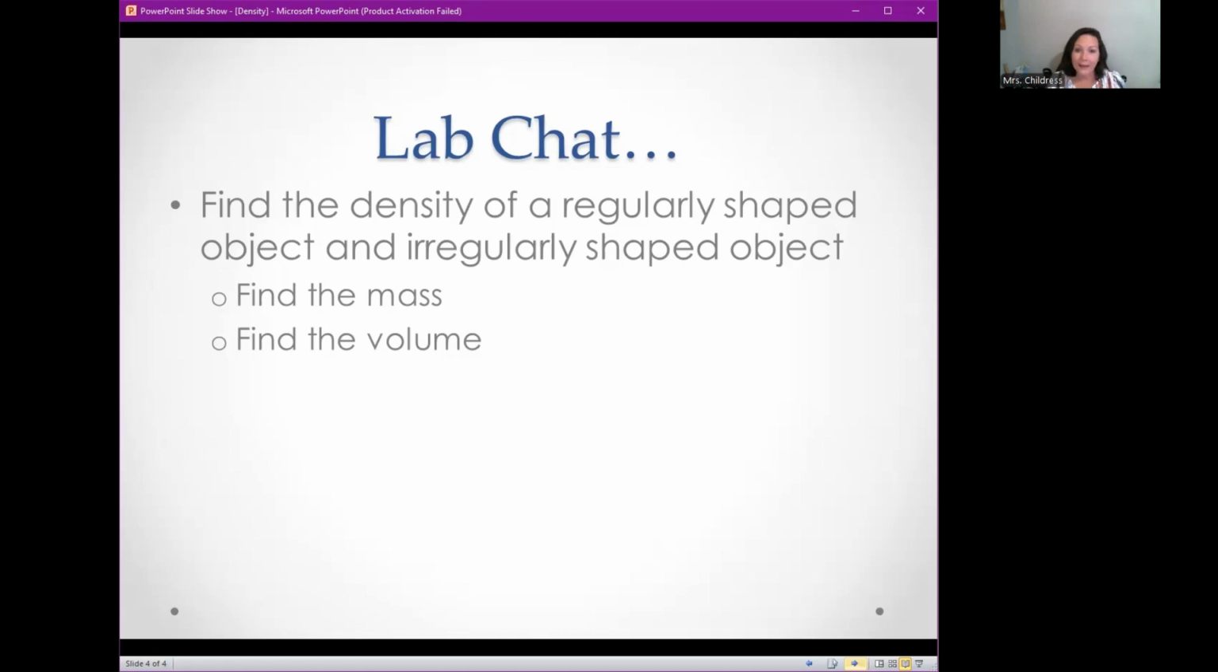So finding the mass is easy. Use your scale. Okay, so find the mass on the scale, super easy. The volume is a little bit more of a challenge, depending on if you're dealing with an irregular shaped object or a regularly shaped object. So I'm going to stop sharing for just a second so that my picture's a little bit bigger.